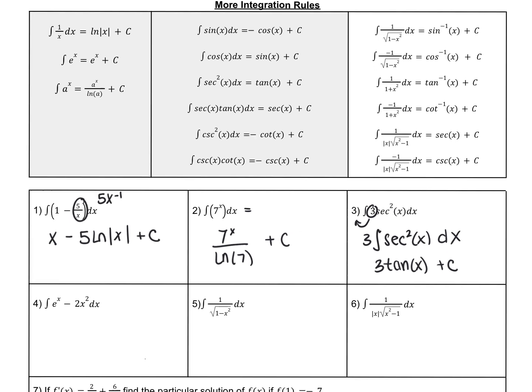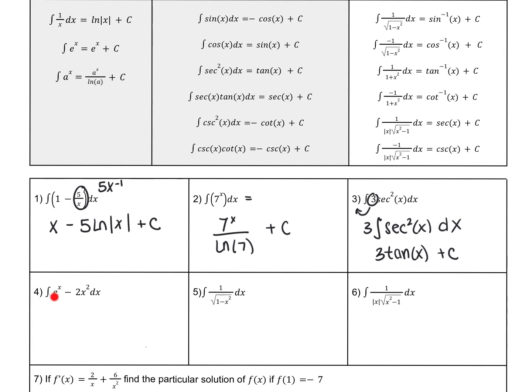Okay, example number 4, integral of e to the x, and then this. This is kind of just putting a couple things together. Antiderivative of e to the x is just e to the x, so we'll make this e to the x. Here we can add 1 to the power, divide by that power, and don't forget a plus c.